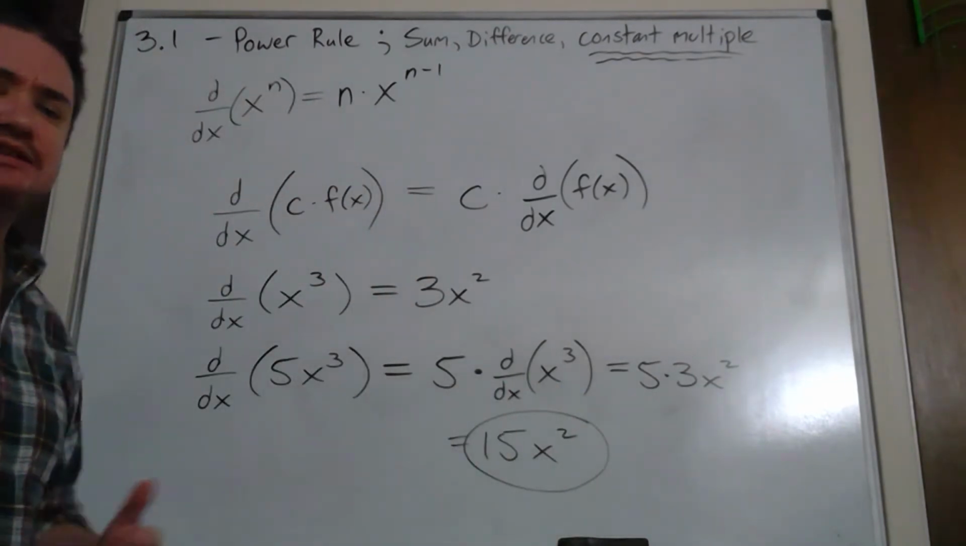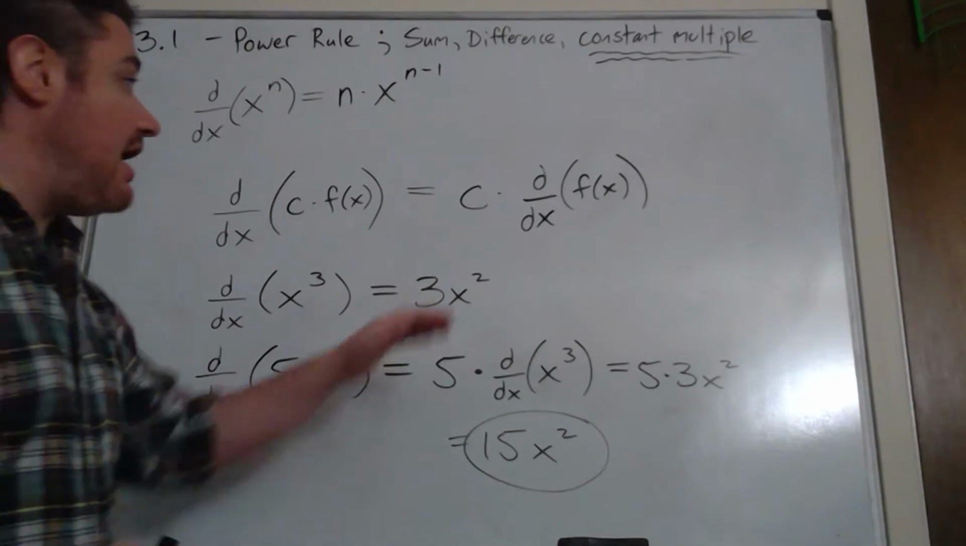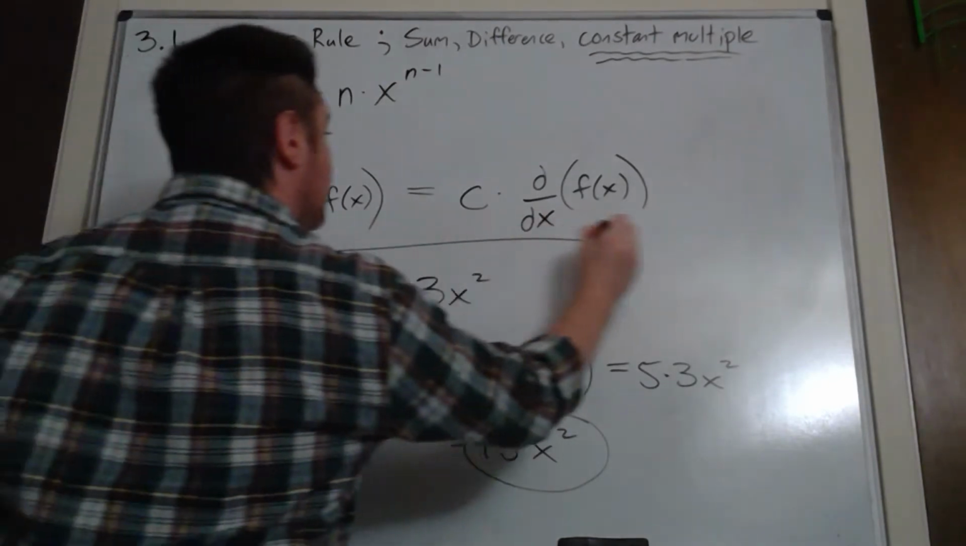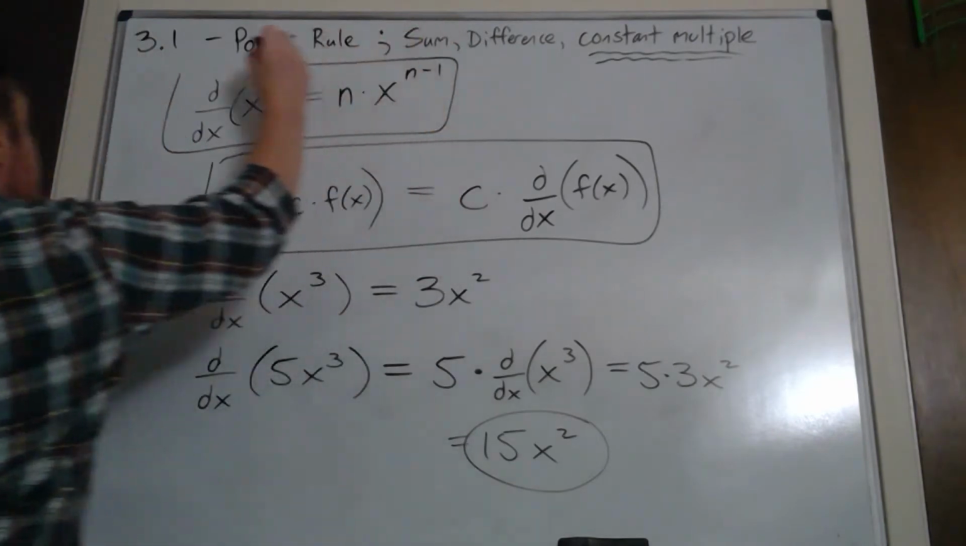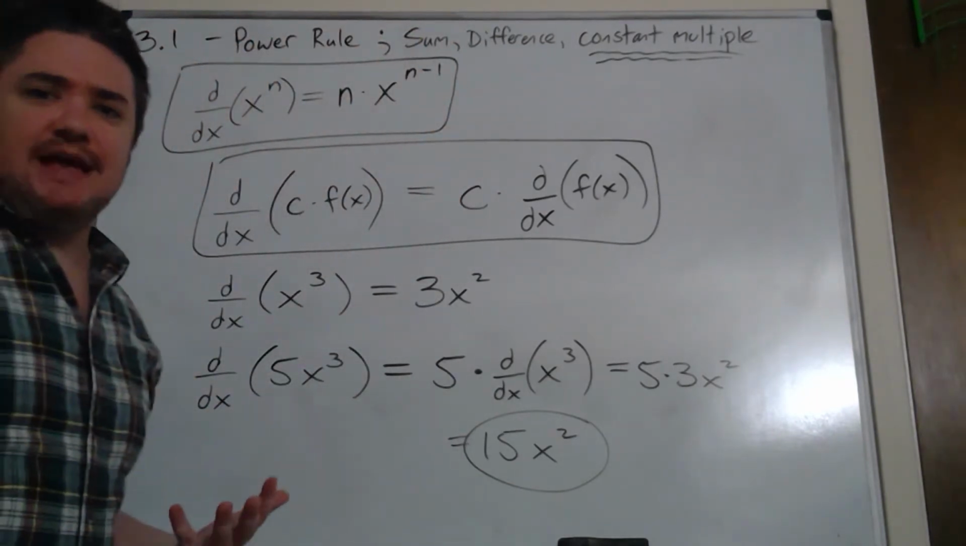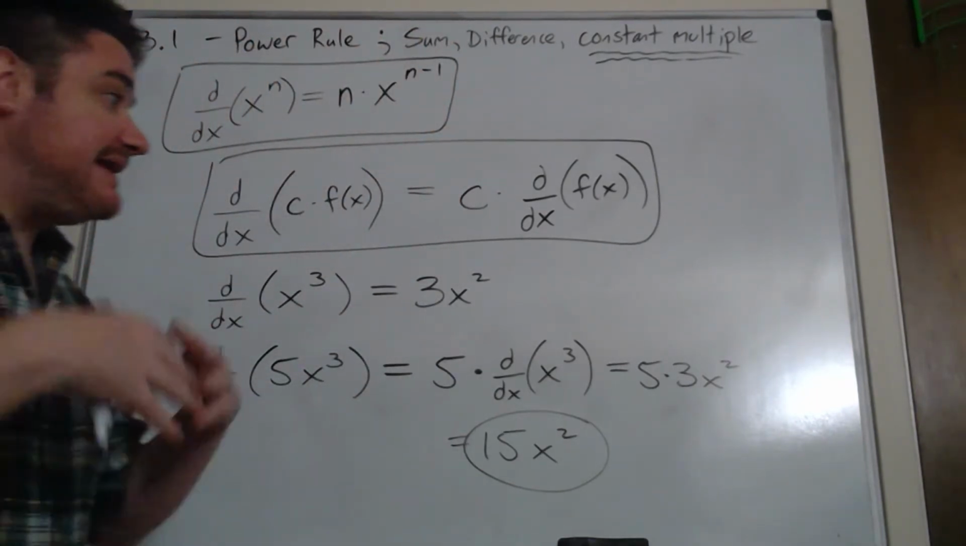Okay, so it's kind of easy to use. A lot of folks combine this constant multiple rule with the original power rule, and they combine it in their steps when they're showing work, and may not even realize they're combining it.